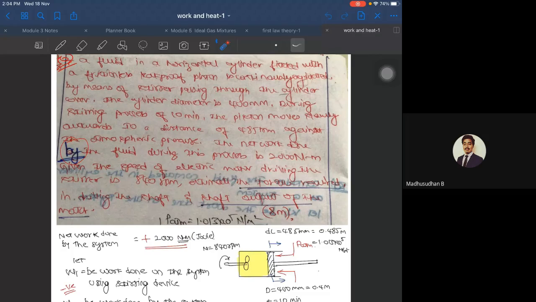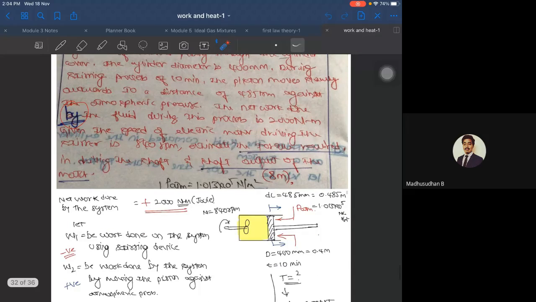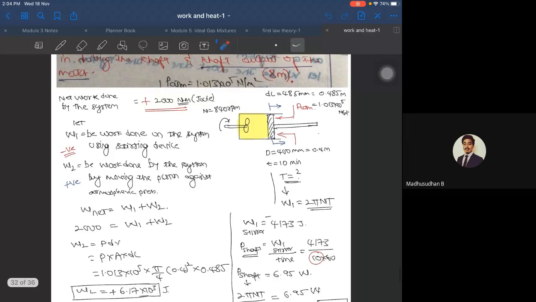Given the speed of the electric motor driving the stirrer is 840 rpm, so speed of this particular thing is given, 840. Estimate the torque required to drive the shaft output of the motor. So here in this case, what you have to find? You have to find the value of torque at which this has to be rotated at a speed of 840 in order to get the net work done of plus 22,000 joules. Okay, the same thing, same procedure can be followed.